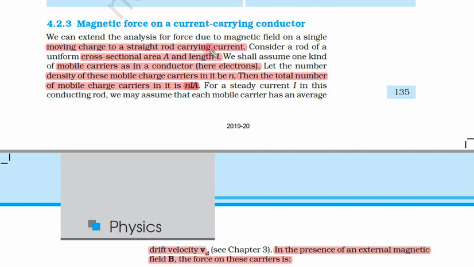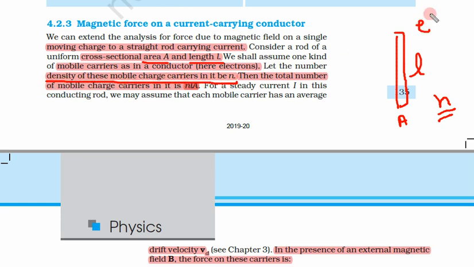So now let us solve this. We have a straight rod, cross sectional area is A, length is L, and the number density or charge carrier density is n. The charge carriers are electrons. So the total number of charge carriers is nLA, so capital N is equal to nLA.